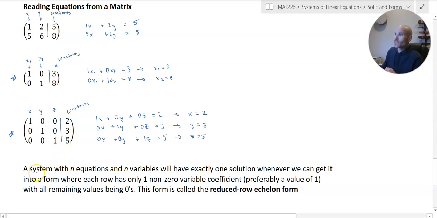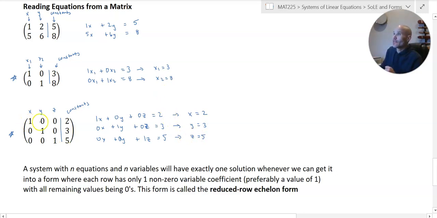Now, we will say that a system that has n equations and n variables, so in other words, 2 equations, 2 variables, 3 equations, 3 variables, will have exactly one solution whenever we can get it into a form where each row has only one non-zero variable coefficient. Notice that in the first row, there's only one non-zero coefficient. The other one is a 0. In the second row, same thing. I'm not talking about the constants at all here. The constants are constants. It has nothing to do with coefficients.